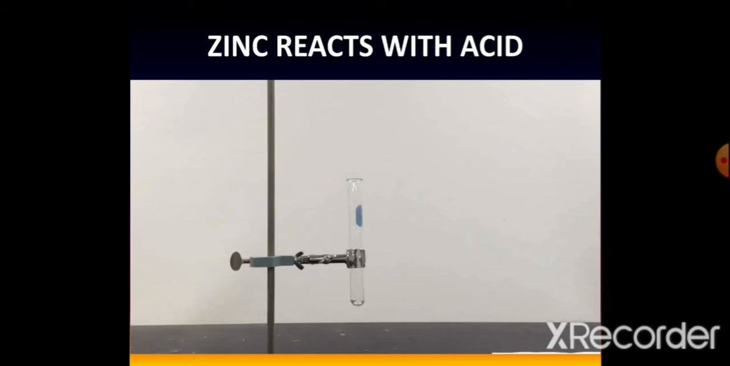How do acids react with metals? Dilute acids react with metals, forming a metal salt and releasing hydrogen gas. Different metals have their own reactivity. Some are highly reactive, some are moderately reactive. Moderately reactive zinc metal granules react with dilute acid, forming zinc sulfate and releasing hydrogen gas.